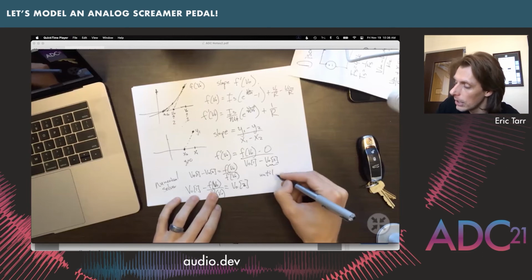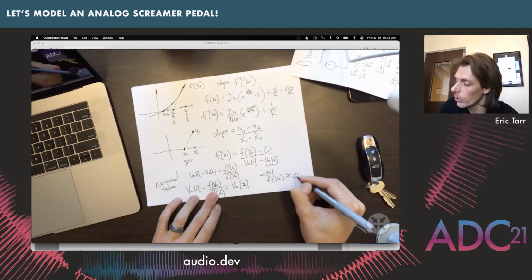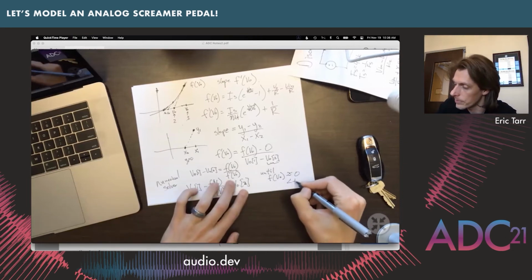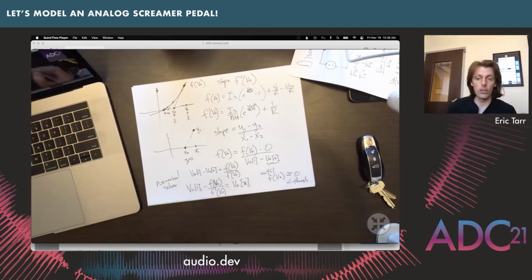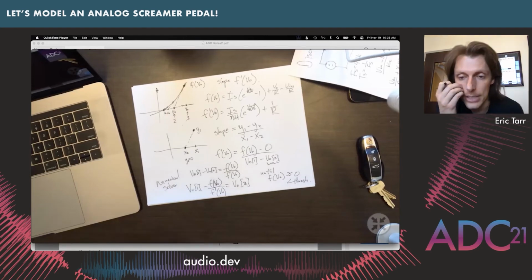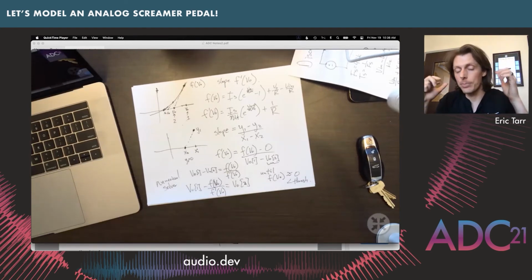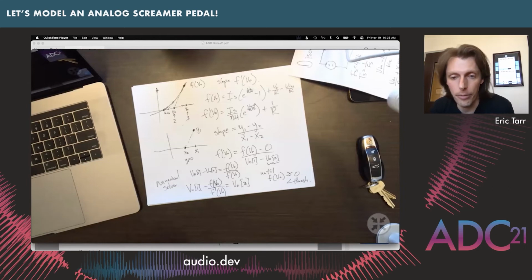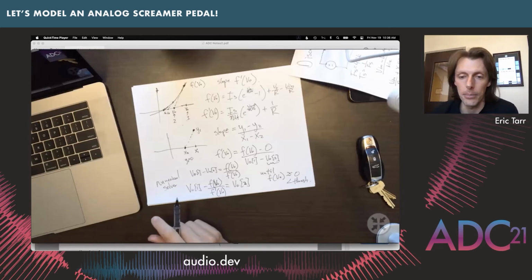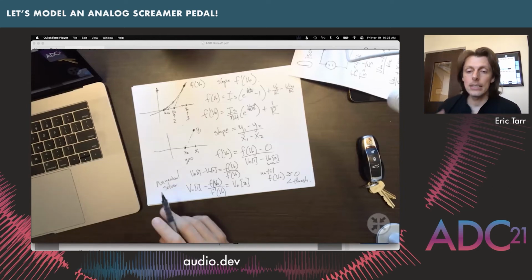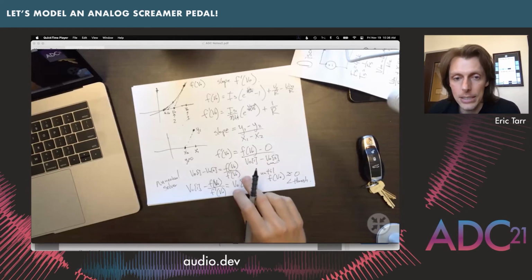We continually update until f of V out is essentially 0 or less than some threshold. We say, all right, that's close enough for rock and roll. We're down very close to 0, and let's be done with trying to find this value, and let's move on to more things. So this is exactly how this ends up working.